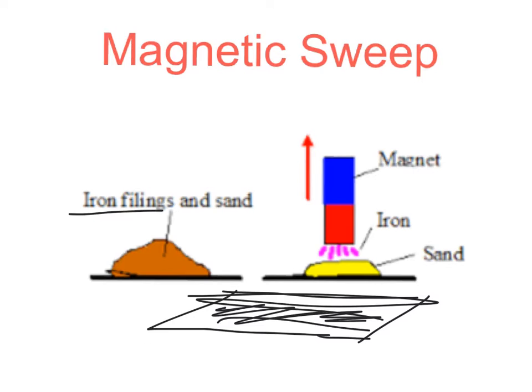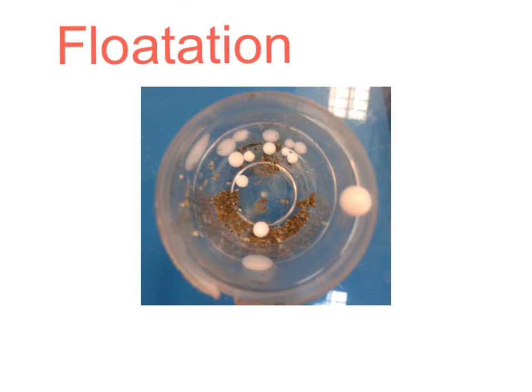So if you had a mixture of sand and iron filings, by the way, the word filings, I've mentioned this before, it's not fillings, it's filings, as in pieces that have been filed off with a file, like a nail file. So iron filings will come away from the sand using a magnet. Very convenient. Okay, next technique.